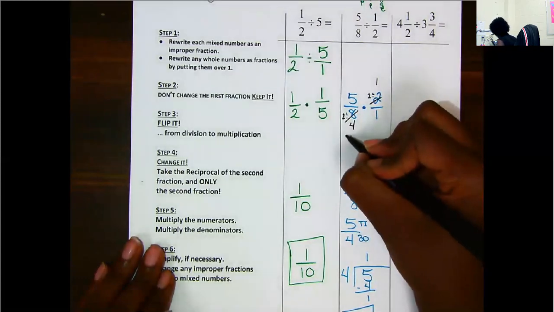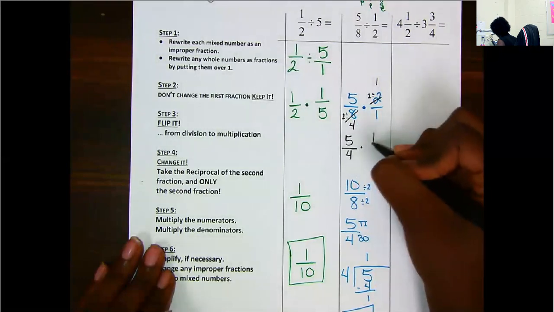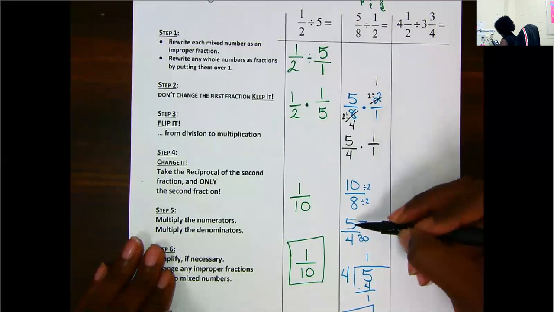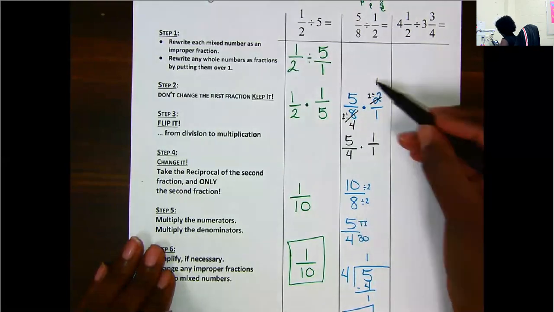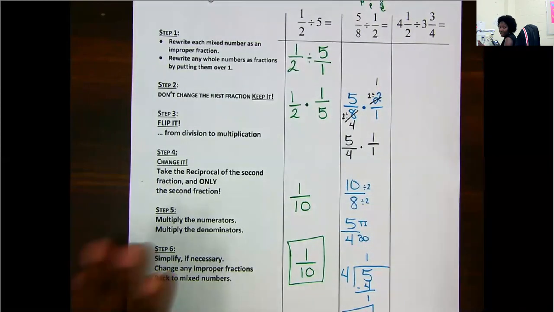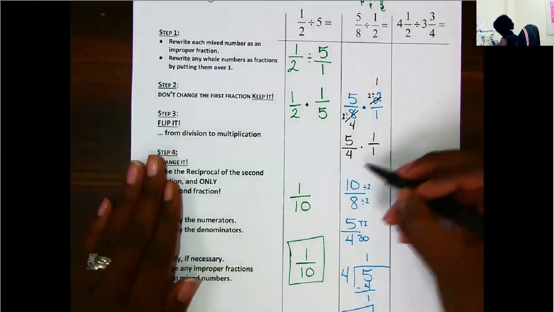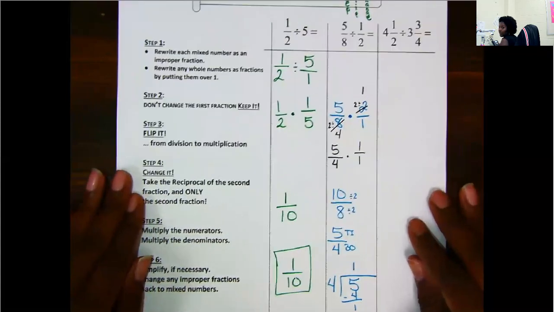So if I rewrote this, 5 over 4 times 1 over 1, 5 times 1 is 5, 4 times 1 is 4. So if we would have used the shortcut, we would have skipped this step right here. But again, if you're not liking the shortcut, that's okay. I showed you the regular way how to do it. Okay. All right, last one.